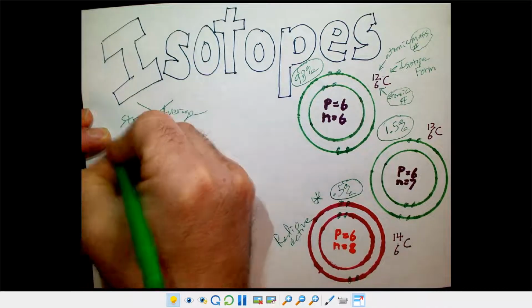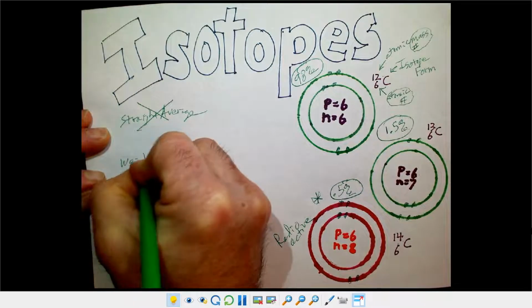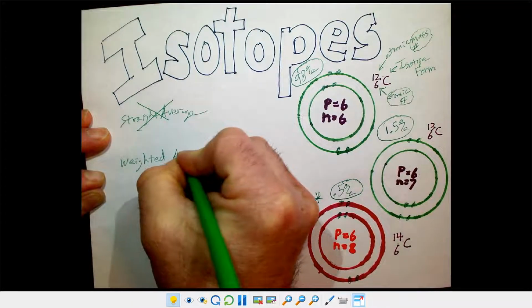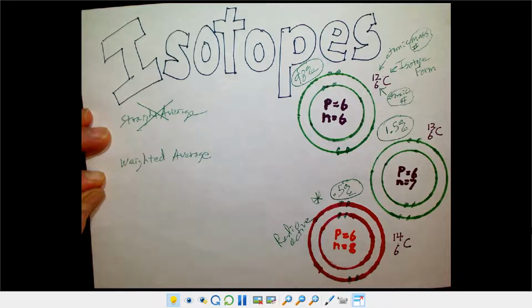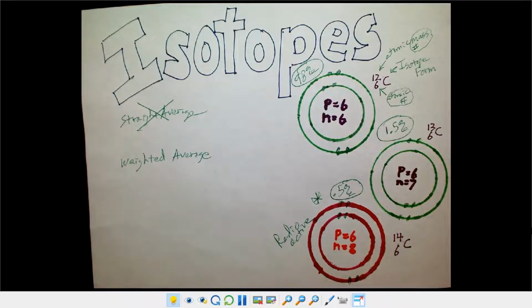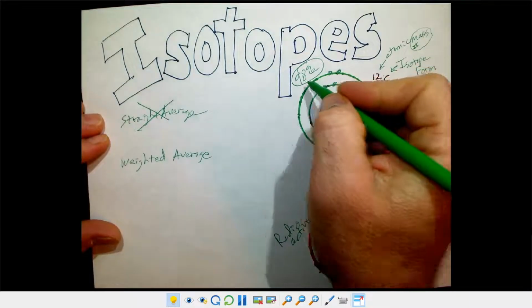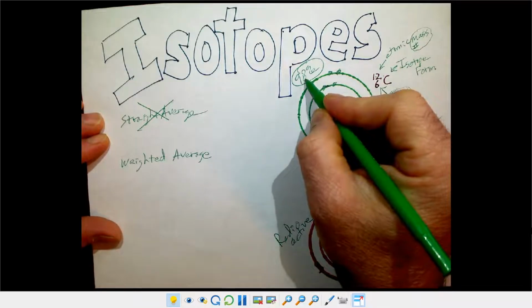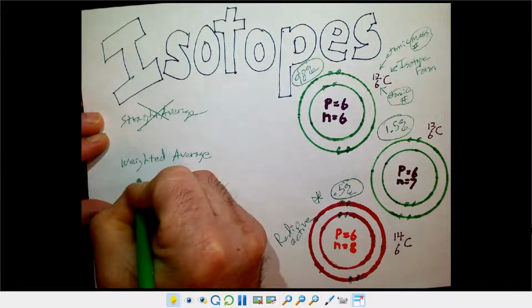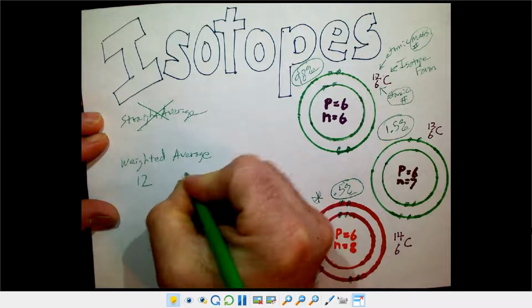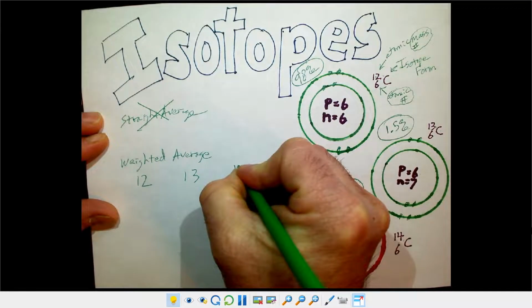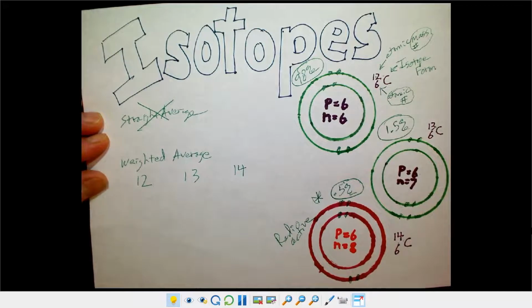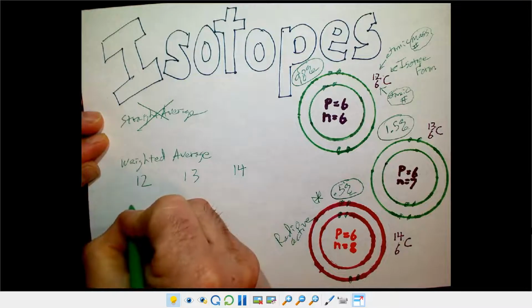However, you're going to do what's called a weighted average. So how do you do a weighted average? Well, let's use carbon-12 as an example. What we do is multiply whatever the mass number is by whatever that percentage is. So we're going to take 12, 13, and 14 for the mass numbers for all the different types of carbons, and multiply them by their appropriate percentages that represent what's out there in the real world.